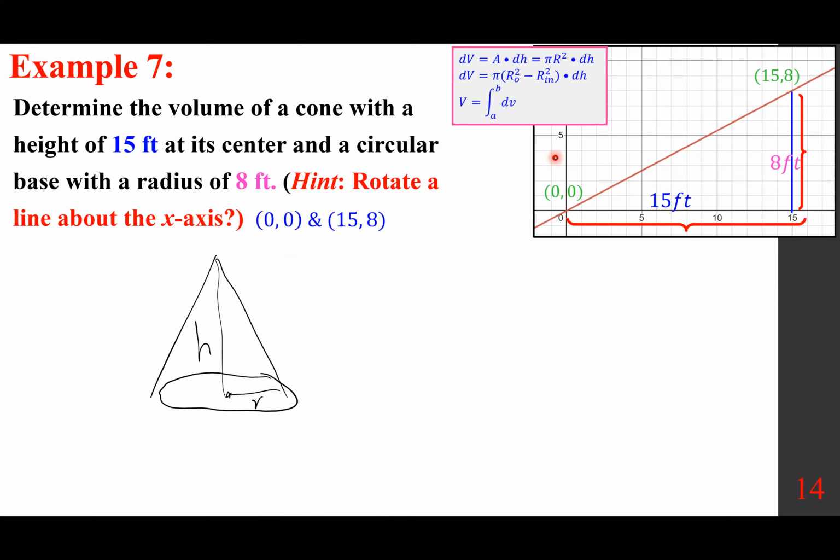And now that we have the two pairs, we can come up with the equation of a line, because all you have to do is calculate the slope. So 8 minus 0 over 15 minus 0, it's 8 over 15. And we have 0, 0, so we use y equals mx plus b, where b is 0 and m is 8 over 15. So it gives us this equation.